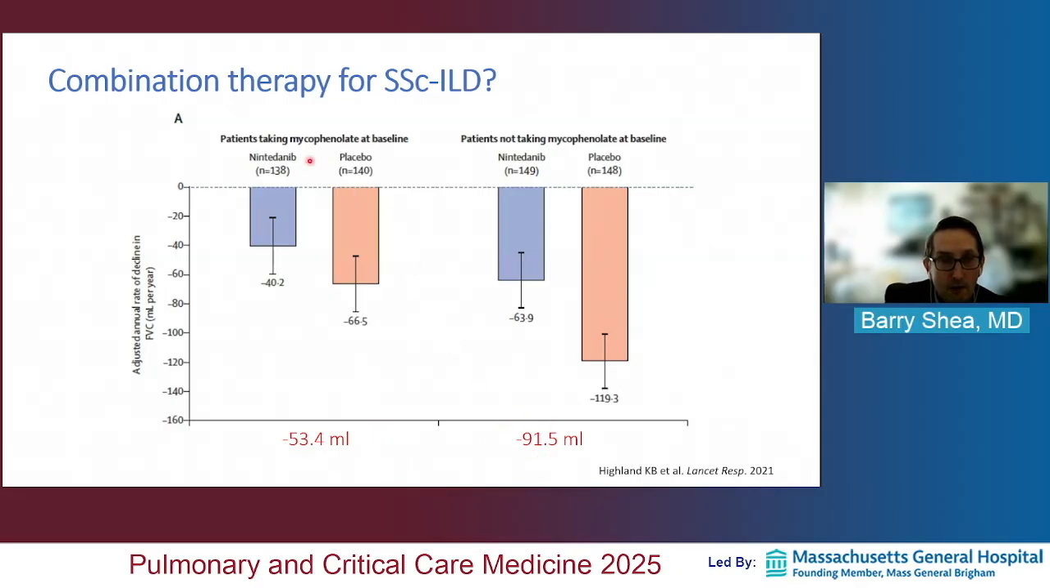And in particular, if you look at the patients who were on mycophenolate at baseline and received nintedanib, they had the least lung function decline of all the different groups. This decline of FVC of about 40 mils over a year is similar to what we expect to see with normal aging. So perhaps in some patients, this combination anti-inflammatory and anti-fibrotic approach may be appropriate.